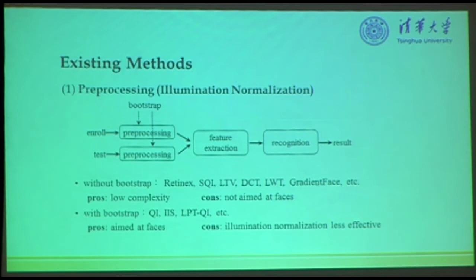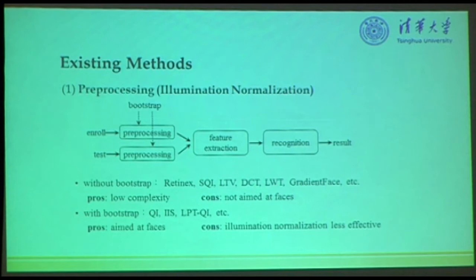The existing illumination algorithms could be categorized into two groups. The first is the pre-processing method. They add a pre-processing procedure before the feature extraction to normalize the illumination. Most of the pre-processing methods are without bootstraps, such as Retinex, SQI, LTV, DCT, LWT, and so on. The advantage of these methods is that they are very simple. They have very low complexity.